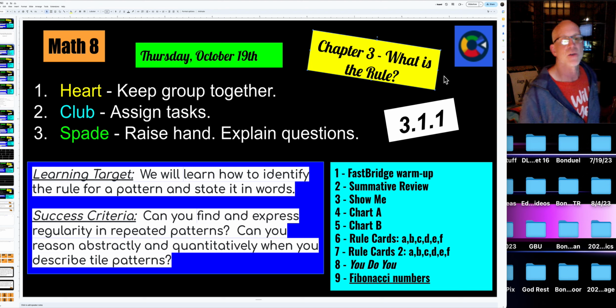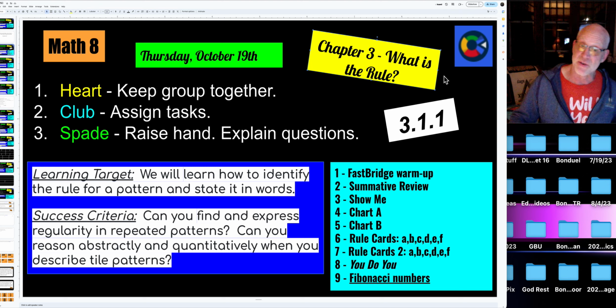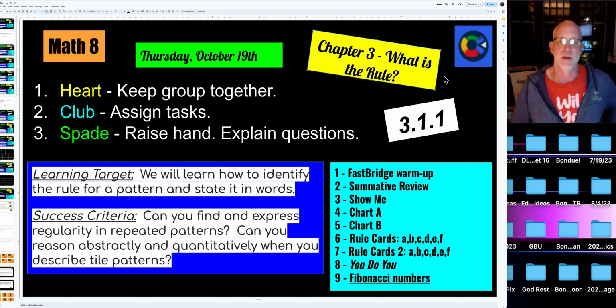Our learning target for today is we will learn how to identify the rule for a pattern and state it in words. And our success criteria is, can you find and express regularity in repeated patterns? And can you reason abstractly and quantitatively when you describe tile patterns? So what does that mean, abstractly and quantitatively? Abstractly, can you describe what's happening? And quantitatively means, can you describe it with numbers?